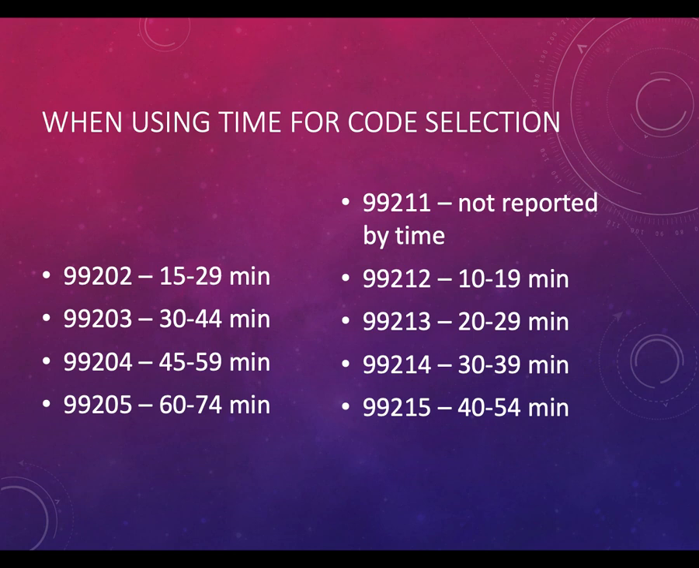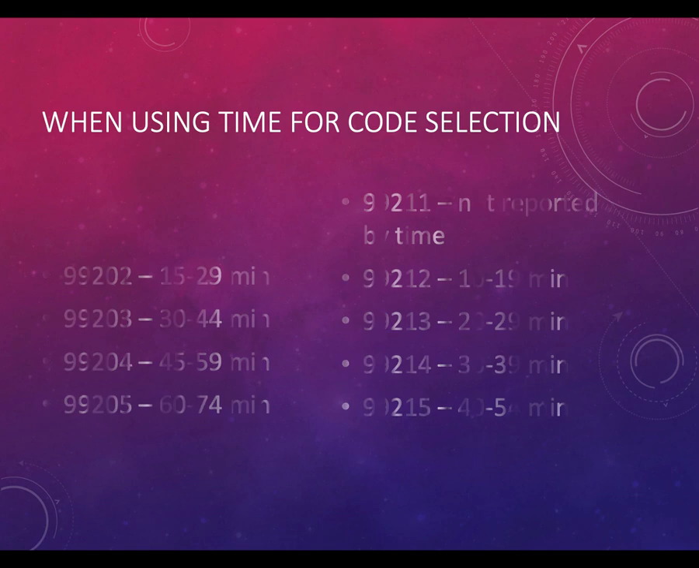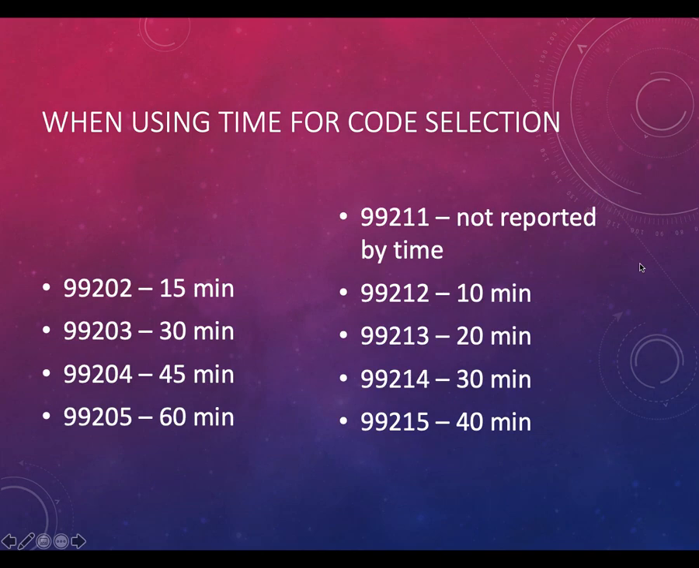These are the time ranges for the various codes when using time for code selection. An easier way to remember these times is to think of them as minimum times and remember the low end of the range. Thus, 99202 is a minimum of 15 minutes, 99203 is a minimum of 30 minutes, etc. Until you learn these, reference the Office E&M Summary Guide, which may be downloaded from acap.org.